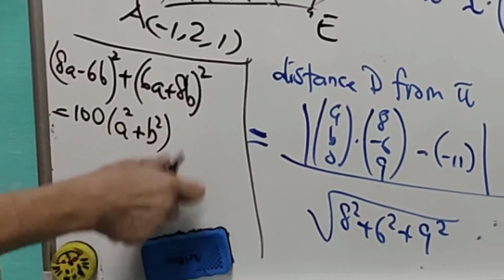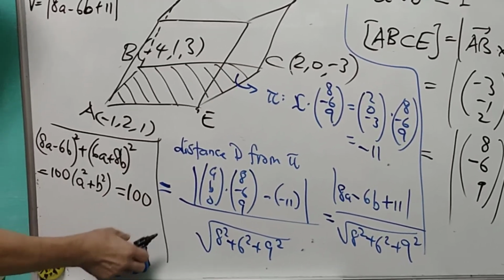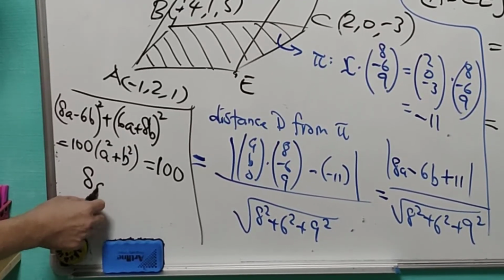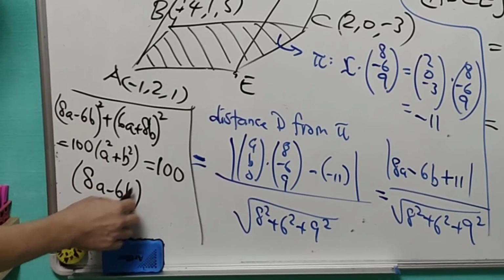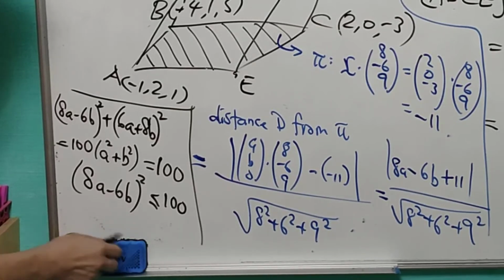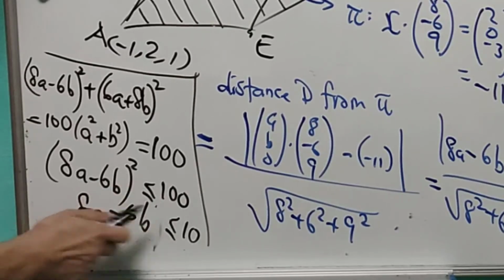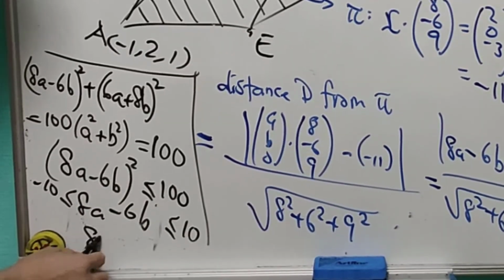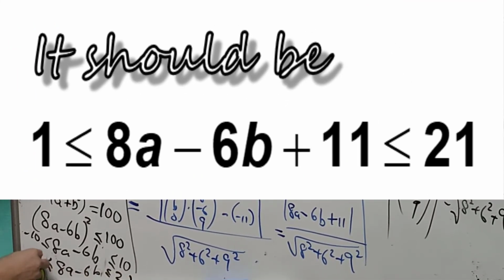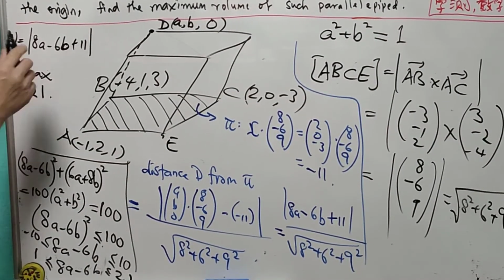We already know that a squared plus b squared equals 1. So this will be equal to 100. This is the sum of 2 squares equal to 100. So it means that 8a minus 6b squared must be less than or equal to 100. Therefore, 8a minus 6b will be between 10 and negative 10. And therefore, 8a plus 11 minus 6b will be between 21 and 1. And therefore, the maximum volume will be equal to 21.